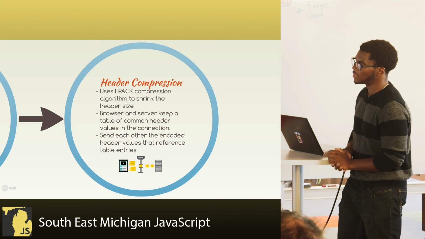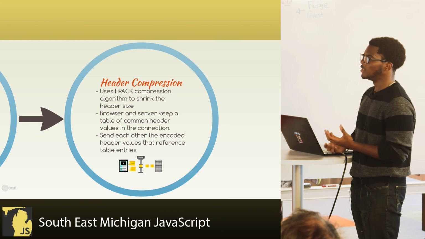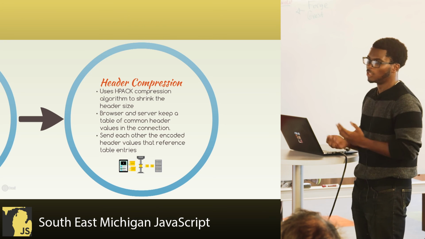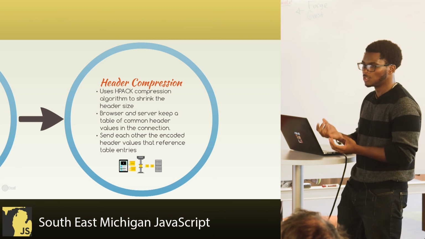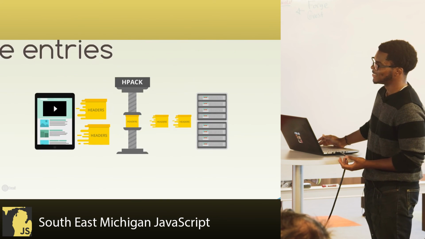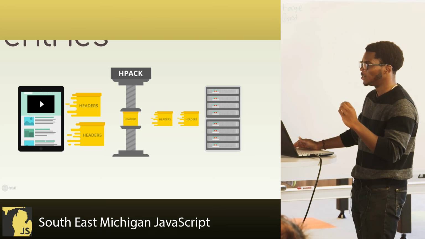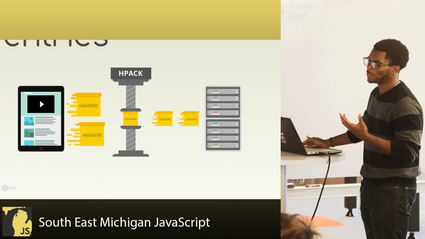So like I said, it creates a table, it saves data that's known to be the same for each connection, and it encodes that inside of the header, so it ends up really, really small. There's an image, it's kind of simple, but it goes through this algorithm, gets shrunk, and then gets sent to the actual server.